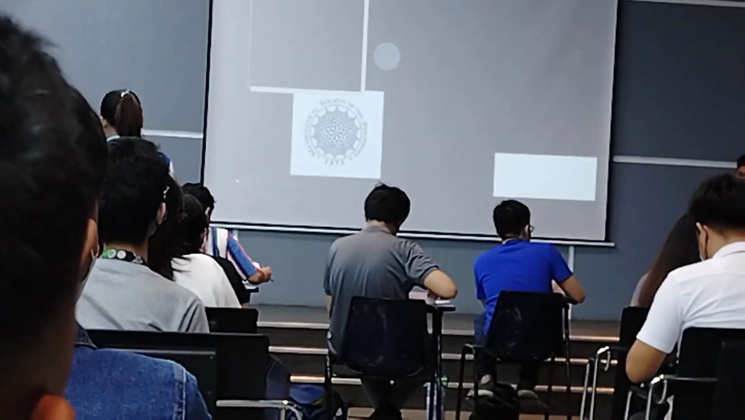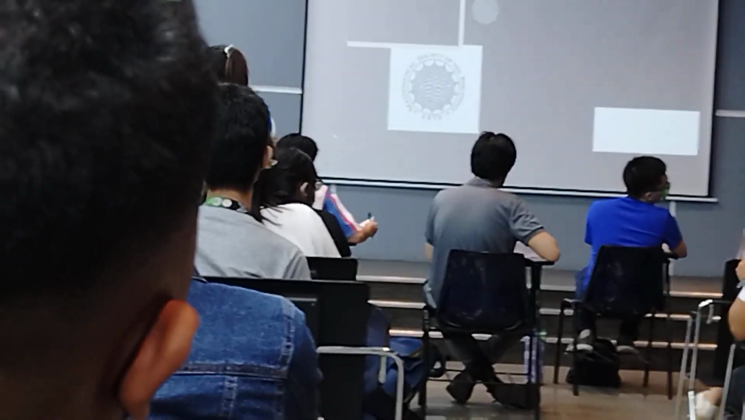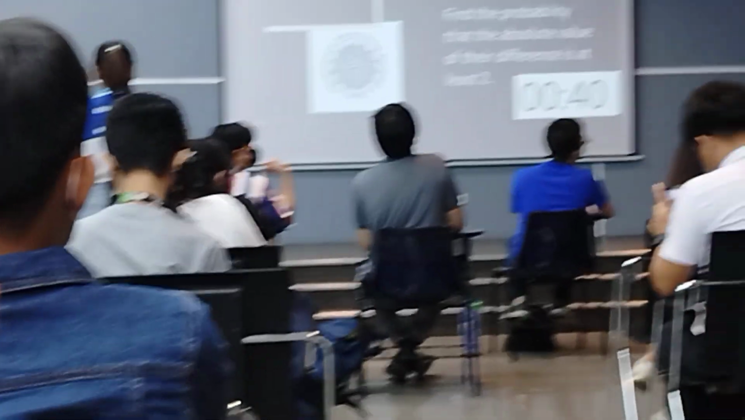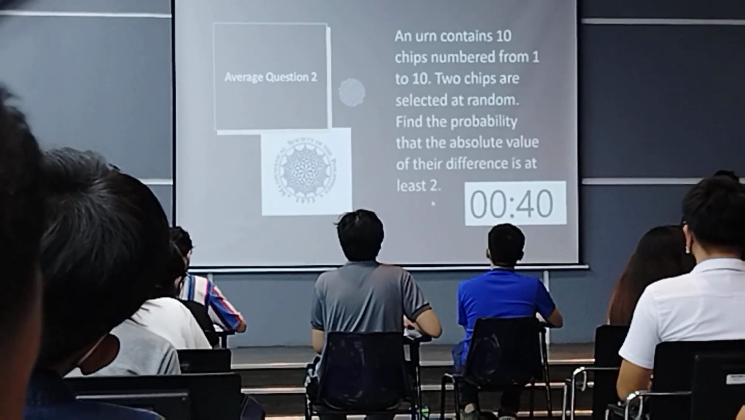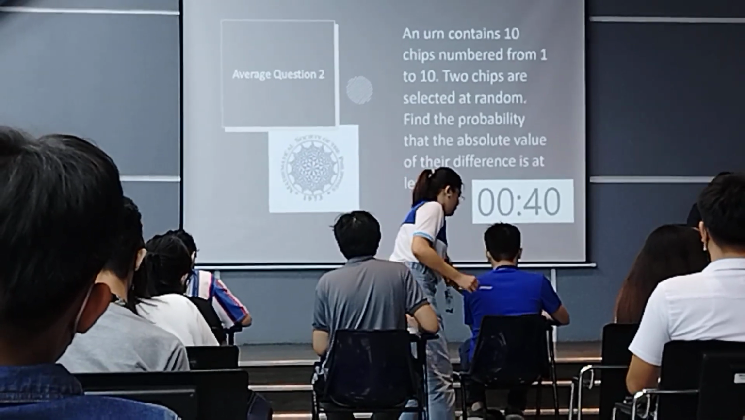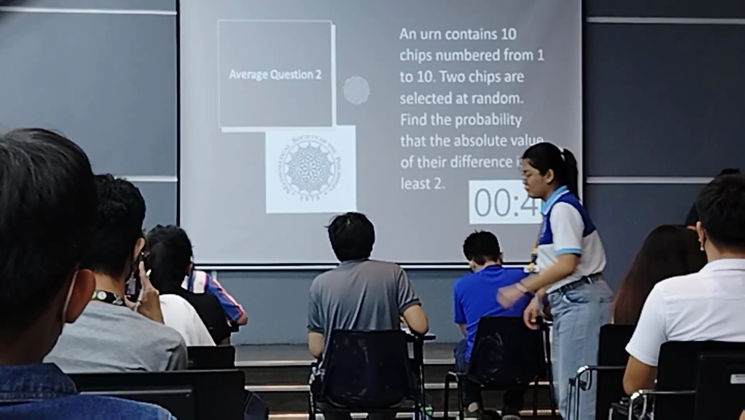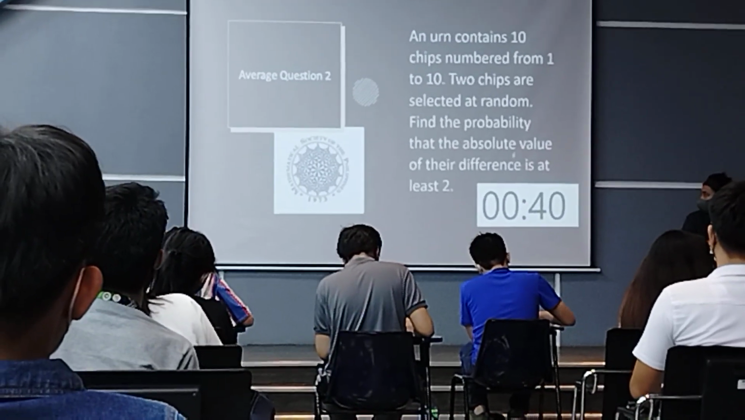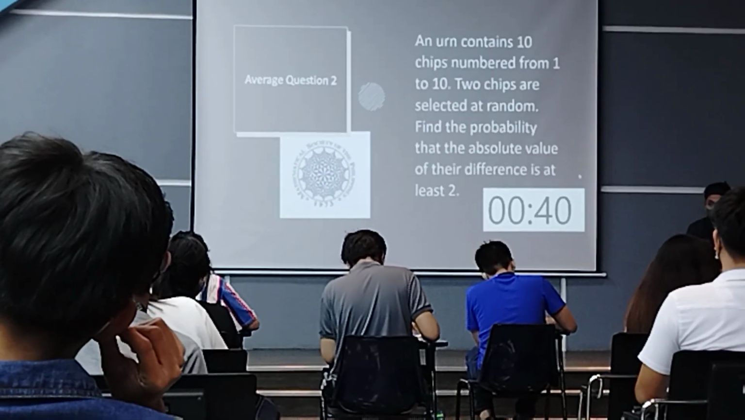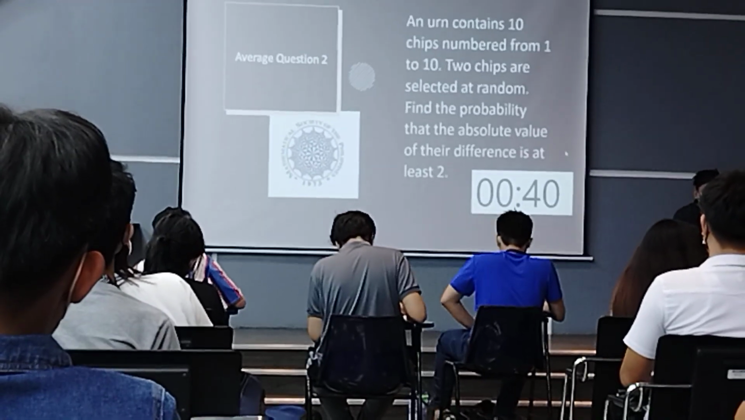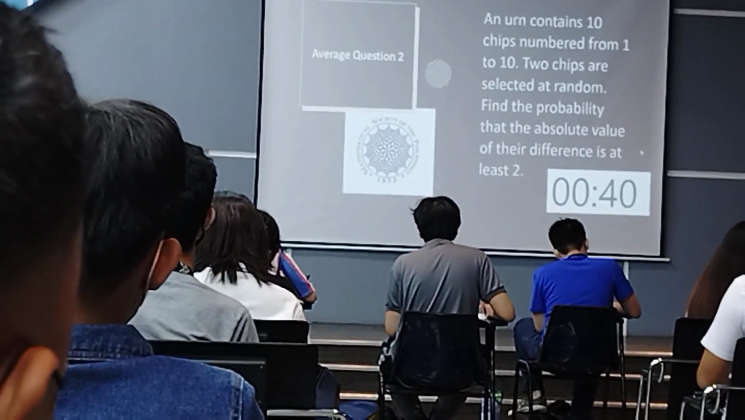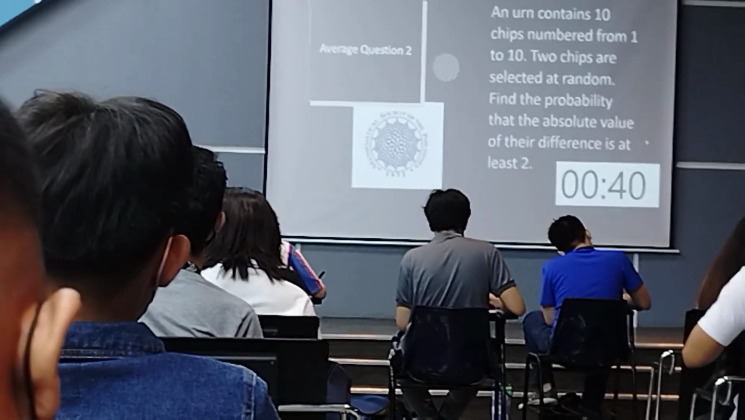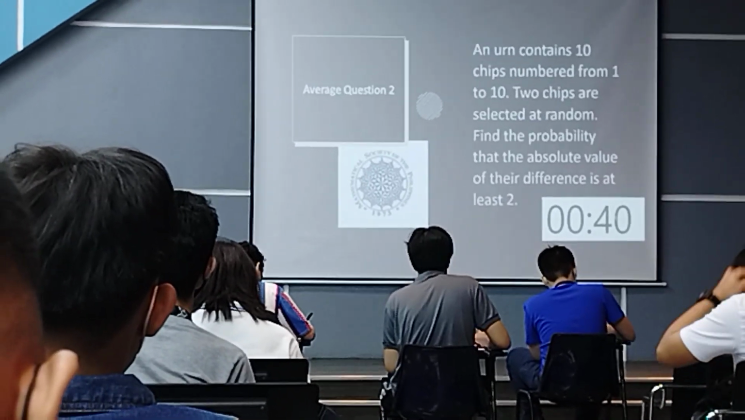The second question is this. An urn contains 10 chips, numbered from 1 to 10. 2 chips are selected at random. Find the probability that the absolute value of their difference is at least 2. I will repeat. An urn contains 10 chips, numbered from 1 to 10. 2 chips are selected at random. Find the probability that the absolute value of their difference is at least 2. Go.